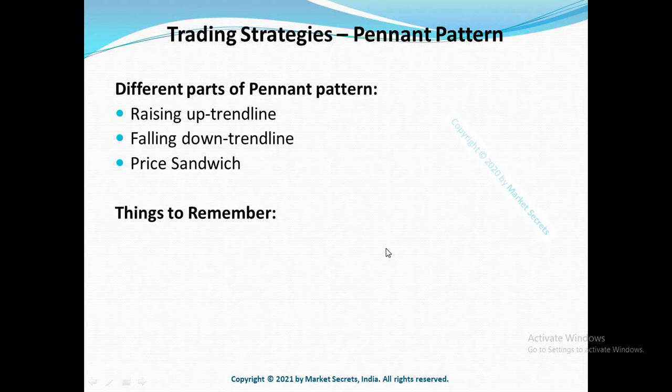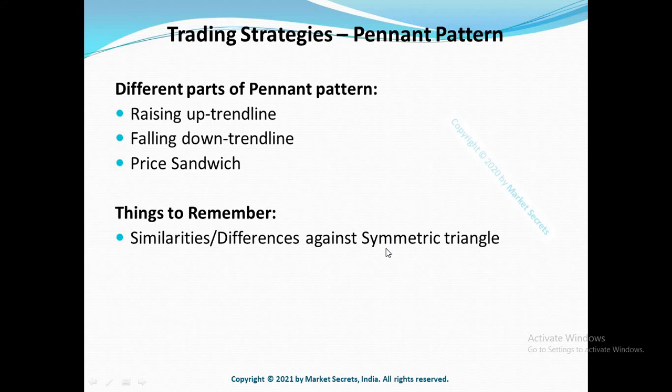There are a few things that you need to remember while trading the pennant pattern. The pennant pattern is very similar to the symmetric triangle pattern that we have seen earlier, but there are a few key differences. Number one, a symmetric triangle can give a breakout to either side, while a pennant is expected to give a breakout mostly on the side of the prior trend. Number two, the pennant pattern needs a sharp rally before the pennant formation, which is not the case for the symmetric triangle pattern. So these are the two differences between the symmetric triangle pattern and the pennant pattern.